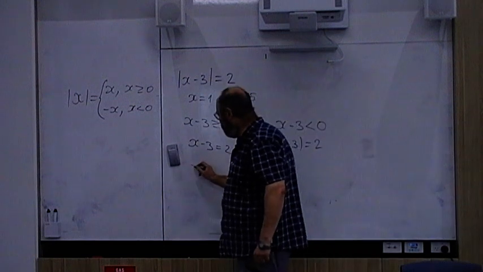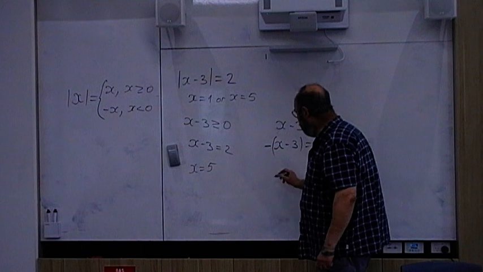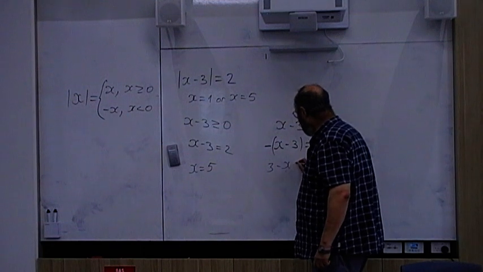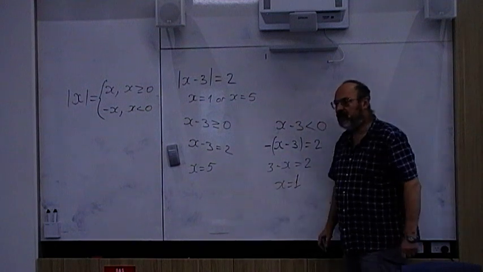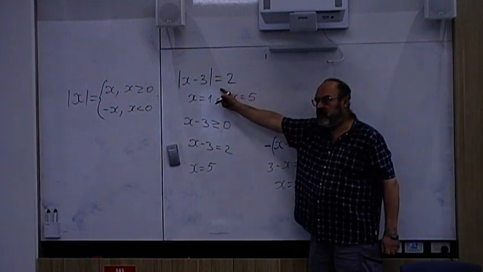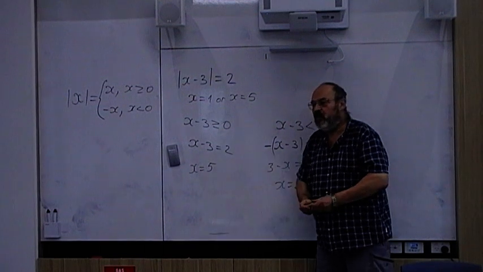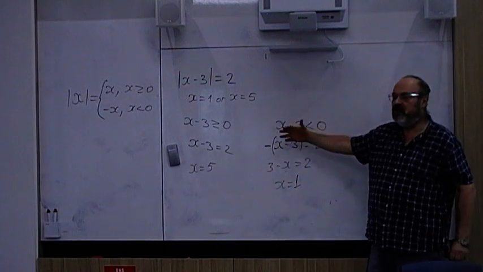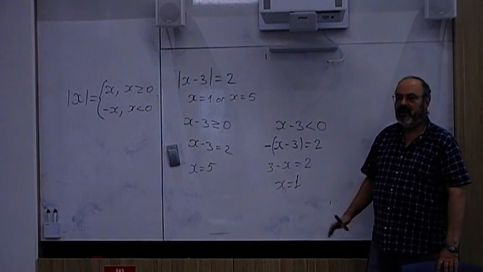So from here x equals 2 plus 3 equals 5. From here we have 3 minus x equals 2, x equals 1, we get the same. Why is it 2? Because we're solving this equation. I showed you how to solve it with the number line. Now I'm showing how to solve it, as Joseph mentioned, algebraically. Make sense?